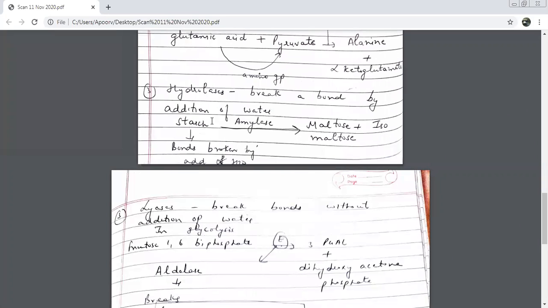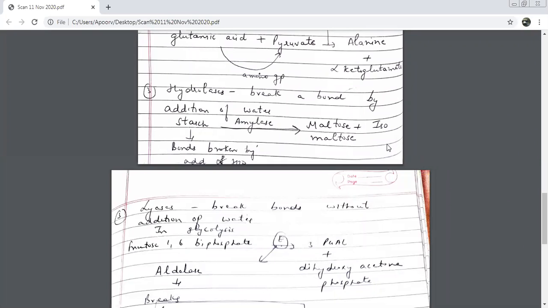Starch in the presence of amylase. If we have amylase, the starch will break down into maltose and isomaltose. Two products are there. You don't have to go into that much detail, just understand that the bonds of starch are broken down. If you see here, there is only one reactant. And how many products are there?